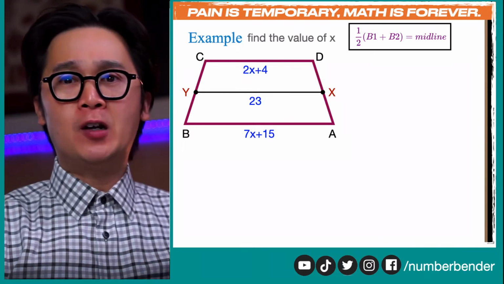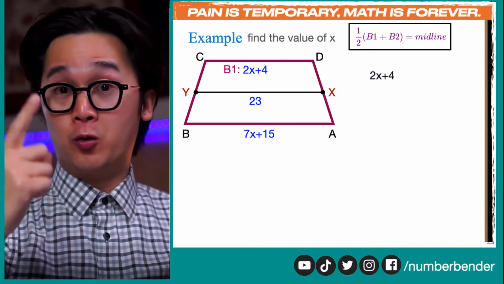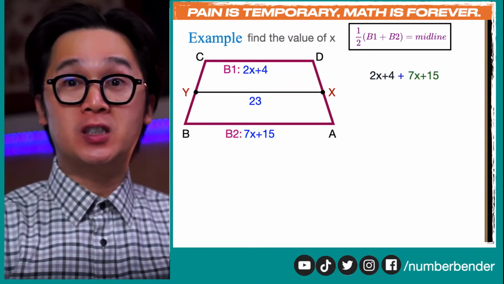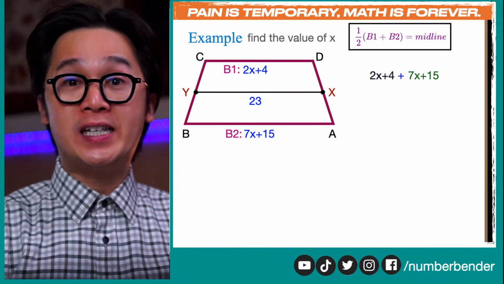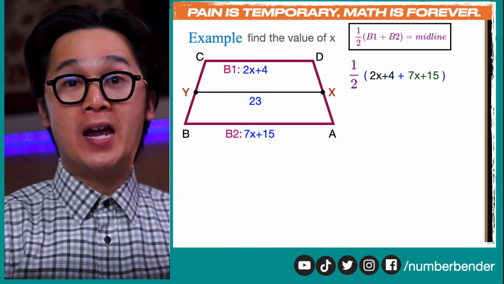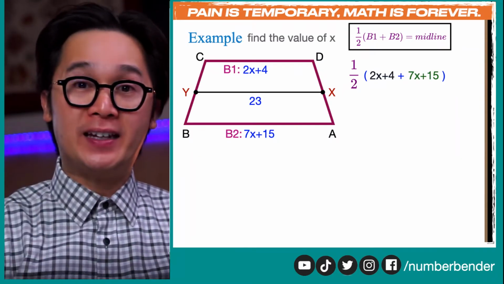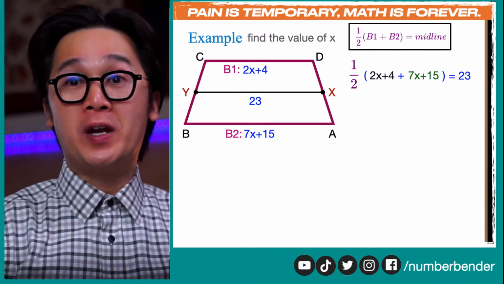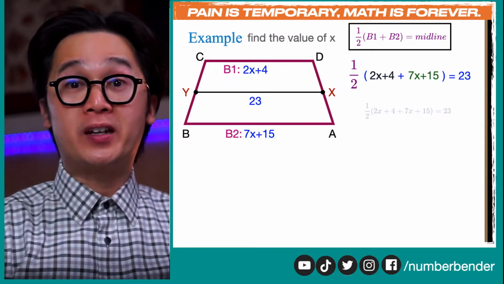So let's start with base 1, which is 2x plus 4, and let's add it to base 2 according to the formula, which is 7x plus 15. Now the sum of the two bases, if we take half of it, or multiply it by 1/2, it will equal the median, which is equal to 23 units. And now we are seeing our algebraic equation.